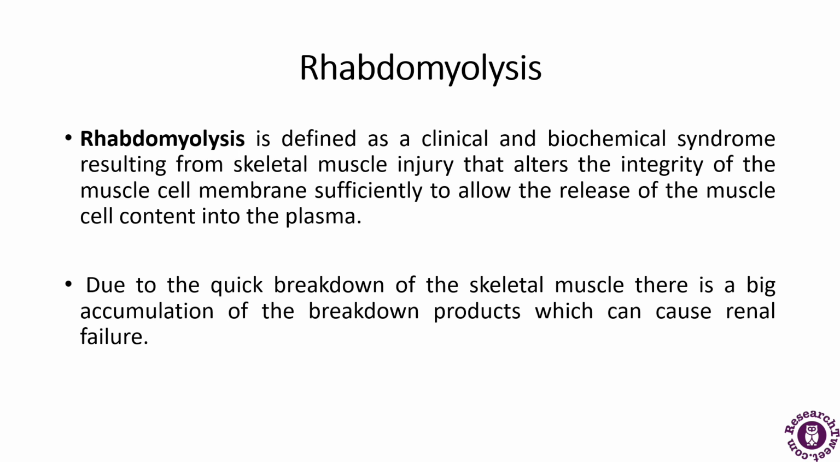Rhabdomyolysis, so what is it? It is a condition or a chemical and biochemical syndrome which results from skeletal muscle injury and that alters the integrity of the muscle cell membrane sufficiently to allow the release of the muscle cell content into the plasma. So when there is a quick breakdown of skeletal muscle, there can be an accumulation of breakdown products which cause renal failure.